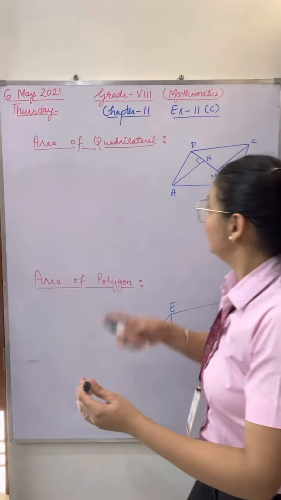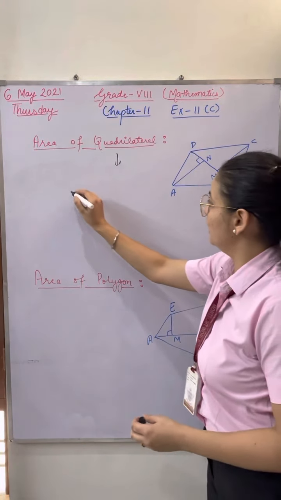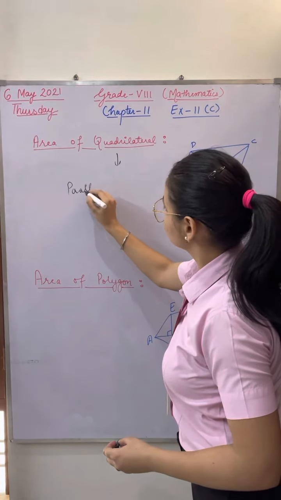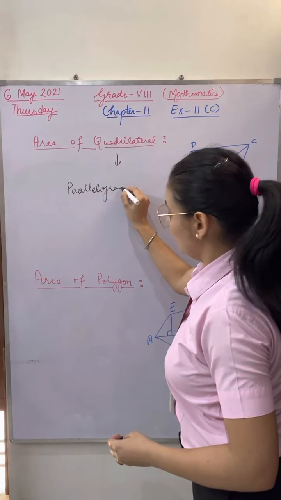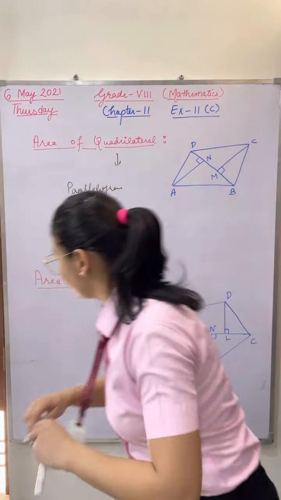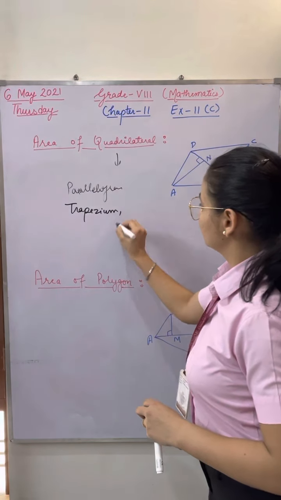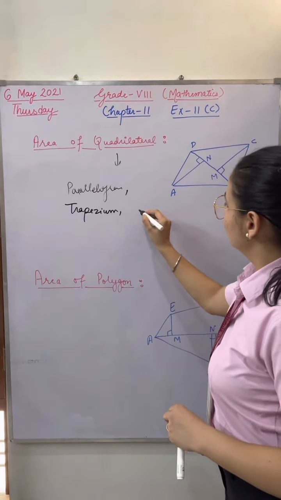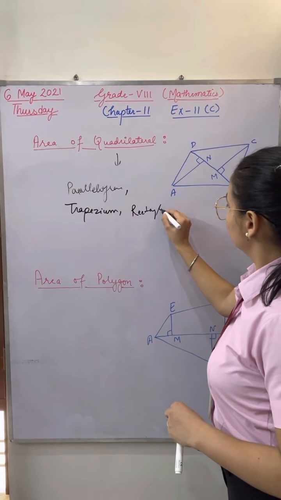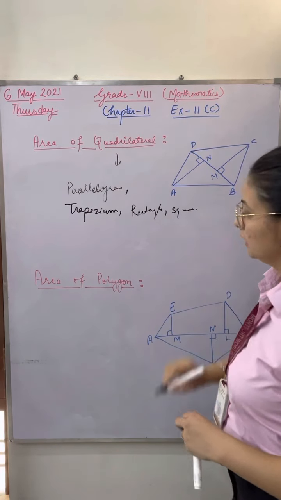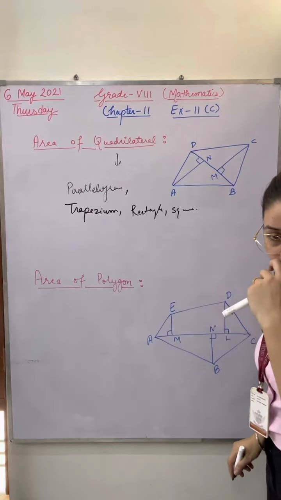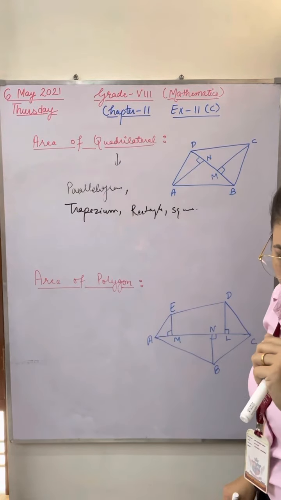That figure can be a parallelogram, that figure can be a trapezium, that figure can be a rectangle, a square, and a rhombus also.